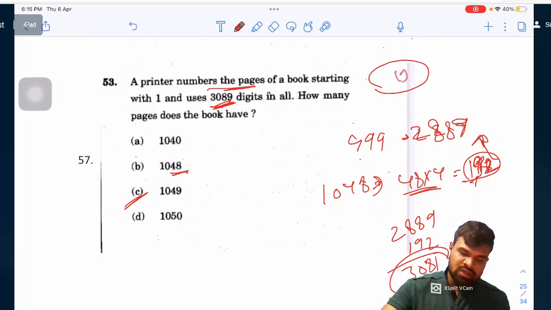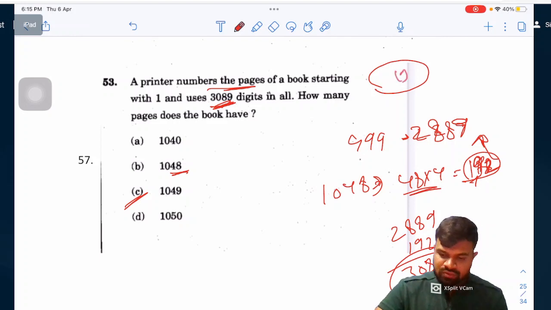In that way, we will be able to do this. This will be 192, 2889 plus 192. Okay, 1049. Sorry, 49. This is there. 49 into 4, we need to find for 49. That will be 196. So the answer will be 1049.